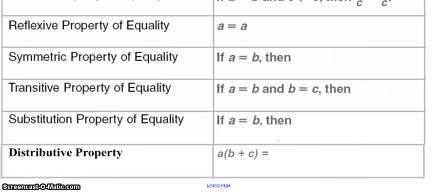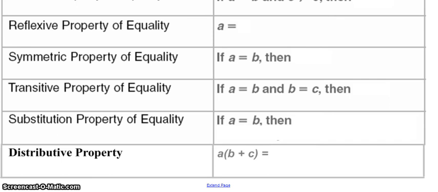Symmetric property of equality. If we have A equals B, then B equals A. You're just switching whatever is on the right-hand side of the equation to the left-hand side, and the left-hand side to the right-hand side. You just switch.